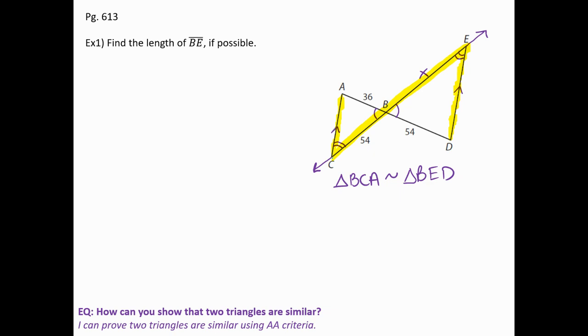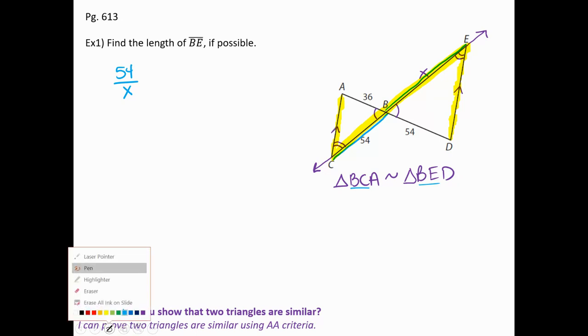And I'm going to say, okay, I can match up side BC right here with, let's see, BC would match with BE. So that would be this side right over here that I kind of highlighted. Perfect. All right. And I said before that I like to do small to big. So in this case, it looks like my smaller triangle is the one on the left. So I would say 54 over X. I'm going to throw in my equal sign.